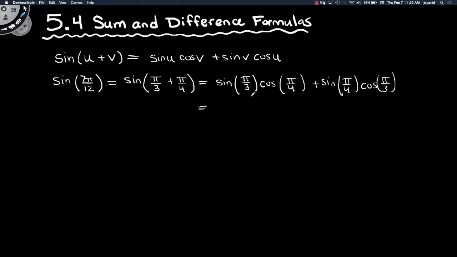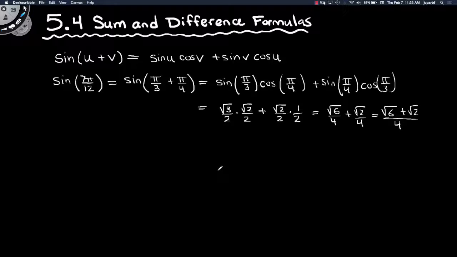What? Well, we've all memorized this. Sine of pi over 3 is the square root of 3 over 2, times the square root of 2 over 2, plus the square root of 2 over 2 times 1/2. And so this is the square root of 6 over 4 plus the square root of 2 over 4, which I can write as the square root of 6 plus the square root of 2 all over 4. That's how it works.